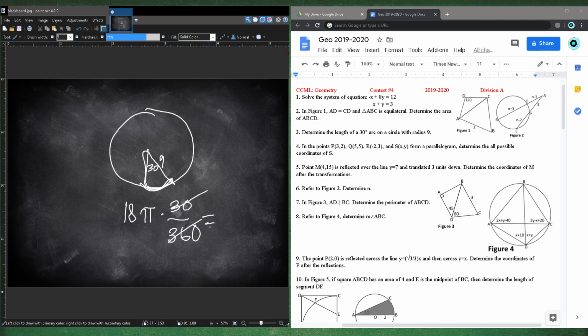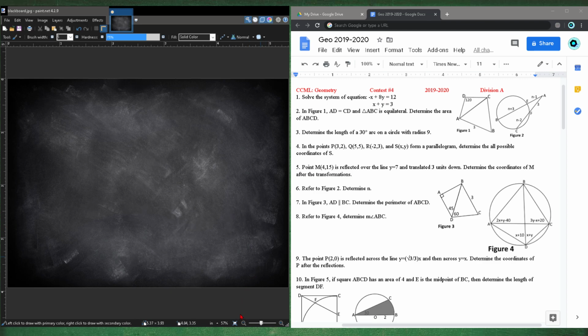So 360 divided by 30 is 12. So divide by 6, that's 3. And then divide by 6 here is 2. So that's going to be 3 times pi over 2. So 3 pi over 2. Okay, so that's number 3.